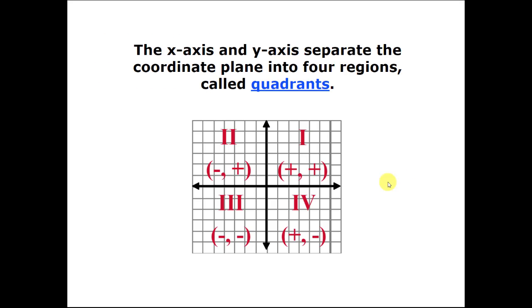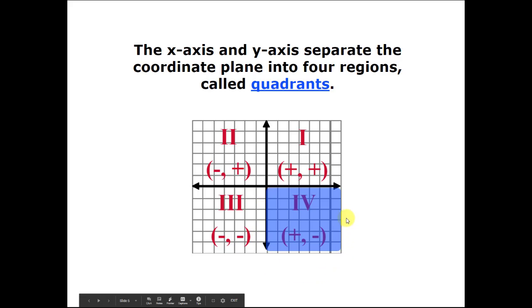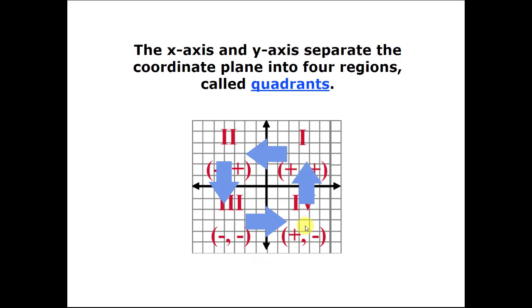The x and y axes separate the coordinate plane into four regions called quadrants. The first region is right here. The second region is right here. The third region is underneath the second region. And the last region is underneath the first region. So you can kind of see that it goes counterclockwise. And the quadrants are usually denoted with Roman numerals. So you have I, then II, then III, and then IV. Okay, so they're usually labeled with Roman numerals.